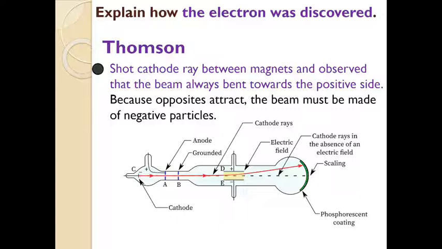And as we know now, and he knew then, opposite charges attract. So if this beam is made out of something that's bending towards the positive plate, the beam must be made out of something negative.